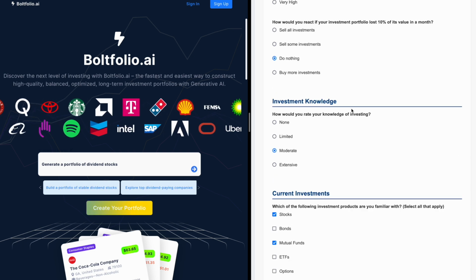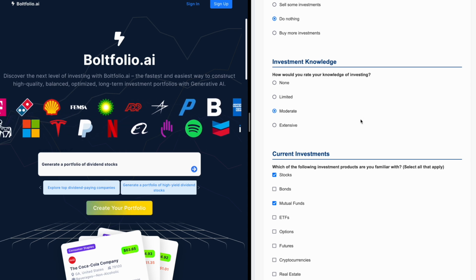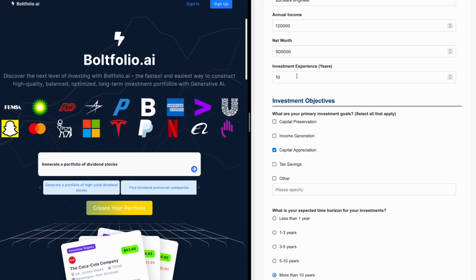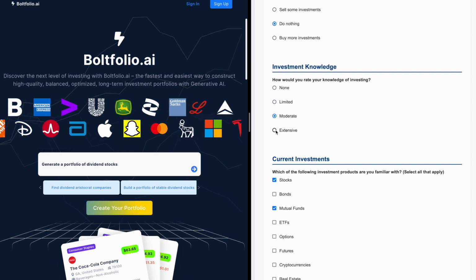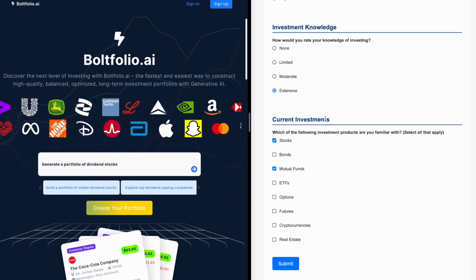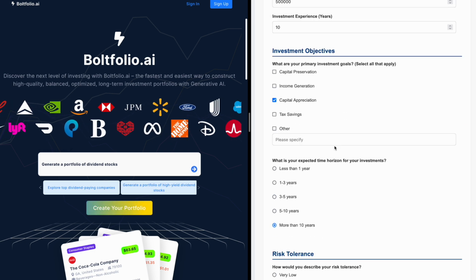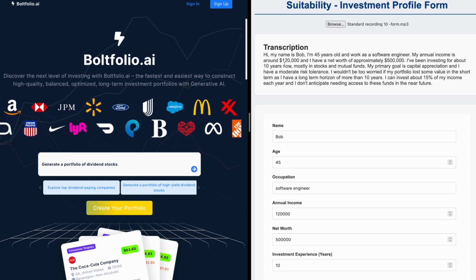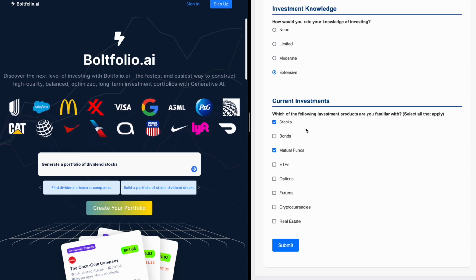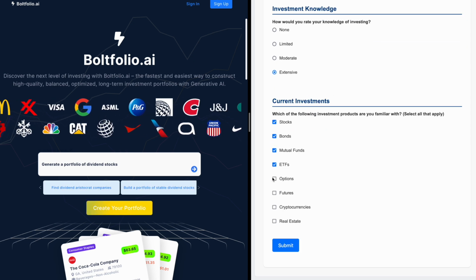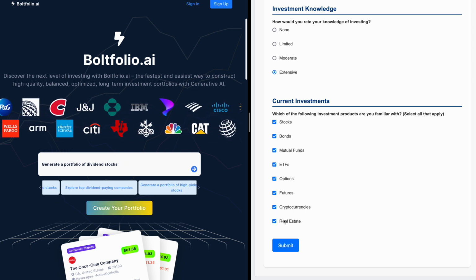All right, my investment knowledge. Semantically, it determined that I have a moderate level of investment knowledge, but I'll adjust this and say that I actually have extensive knowledge. It also asked which of the current investment products you're familiar with, select all that apply. I mentioned that I have 10 years of experience in investing, mostly stocks and mutual funds, but I'm also familiar with bonds, ETFs, options, futures, cryptocurrencies, and real estate. So I can go in and add more details, right?